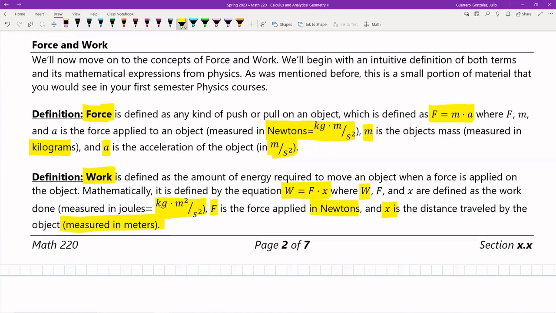So the idea here is that a force is an amount of push or pull, and work is the amount of push or pull that one exerts over a distance. That's the difference here. Hopefully that makes sense, at least for what we need to do. Now, let's go ahead and get into the calculus of it.